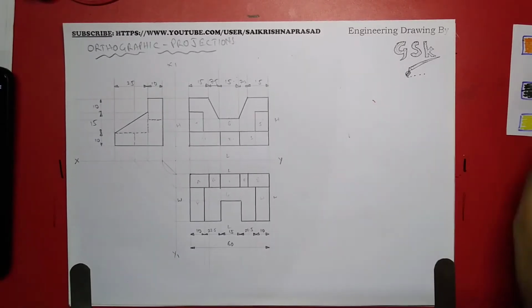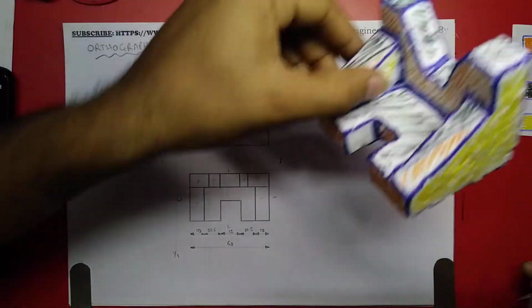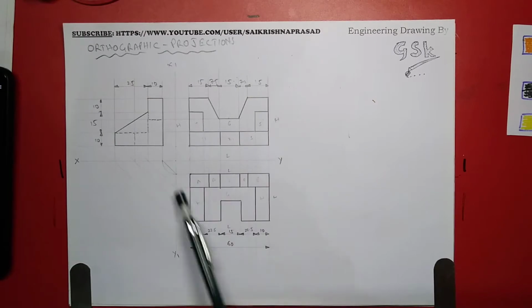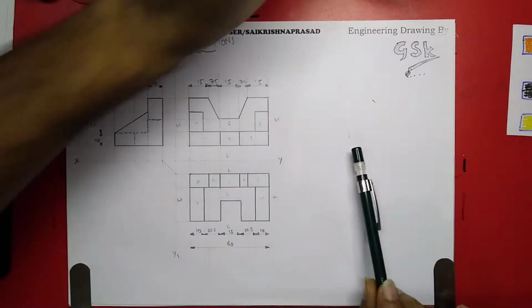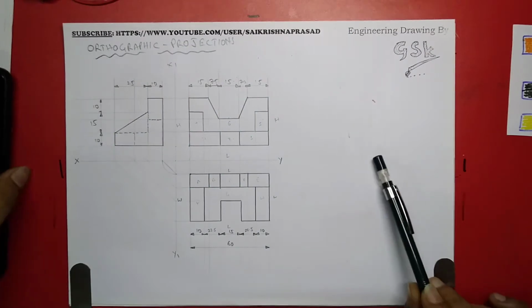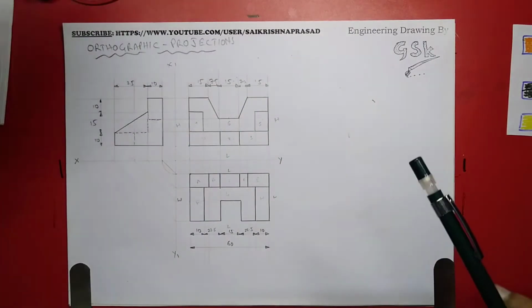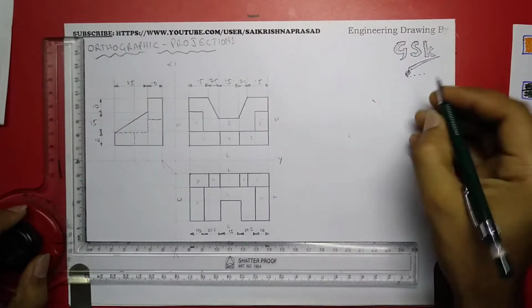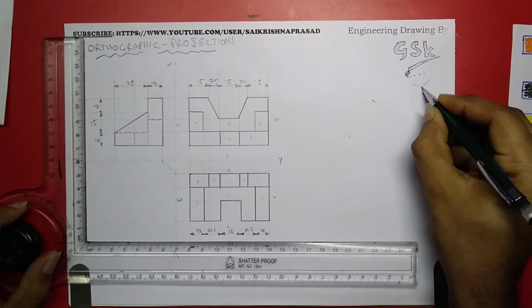Now we are going to draw the isometric projection of this object. Already we have drawn the orthographic projection over here with all the dimensions mentioned. Now I'll be drawing the isometric projection over here. For the isometric, I have to take this angle.